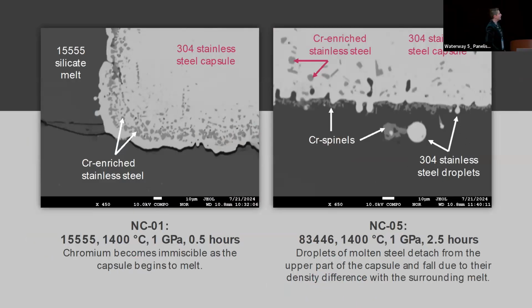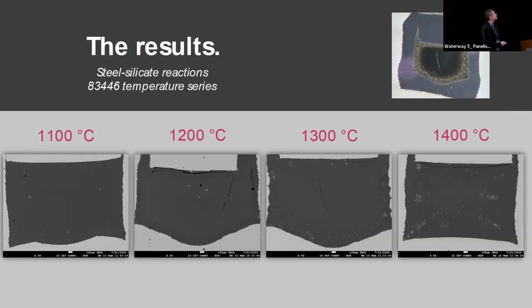When we zoom in and see what's happening at the interface between the melt and the capsule, the brighter color is the capsule, and those dark bits are actually pieces of chromium that have become immiscible. They've come out of the steel itself and formed chromium-enriched blobs in the stainless steel. At these higher temperature experiments, we actually hit the melting point of the steel, and you start to see droplets of molten steel dripping down into the silicate melt. And this becomes very important, clearly.